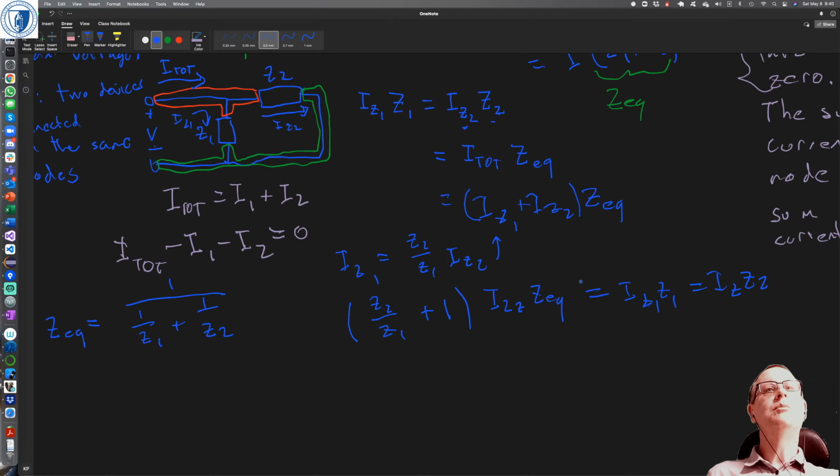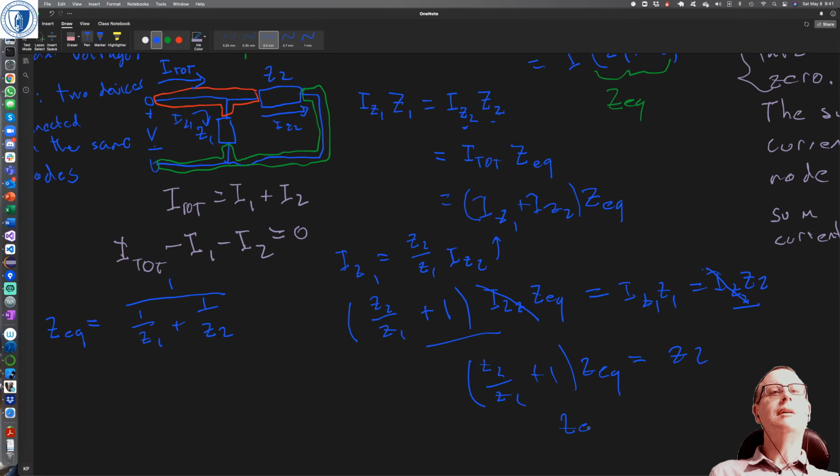Okay, and then what we can do is if we take this piece and this piece, right, we can cross out, we can cancel the jω Z2s on both sides, and then we're just left with Z2 on Z1 plus 1 times Zeq equals Z2.